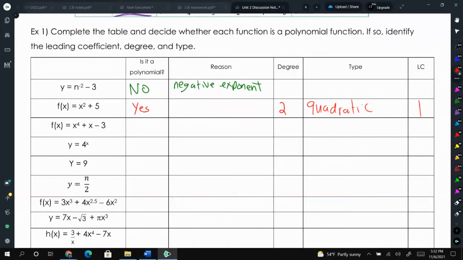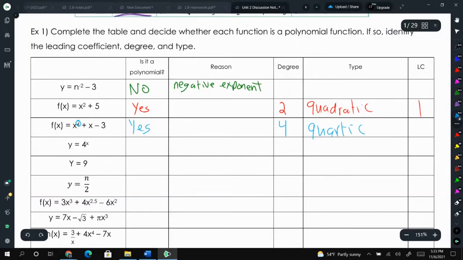All right, now we have x to the fourth plus x minus 3. And this is a polynomial. The reason it's a polynomial is that we have whole number exponents, and we have a fourth degree function because our biggest exponent is 4. That's called a quartic. And the leading coefficient, again, is an invisible 1. Now this next one, y equals 4 to the x power. This is not a polynomial because your exponent is not a whole number. Your variable is actually in the exponent. And we don't have a degree or anything for that.